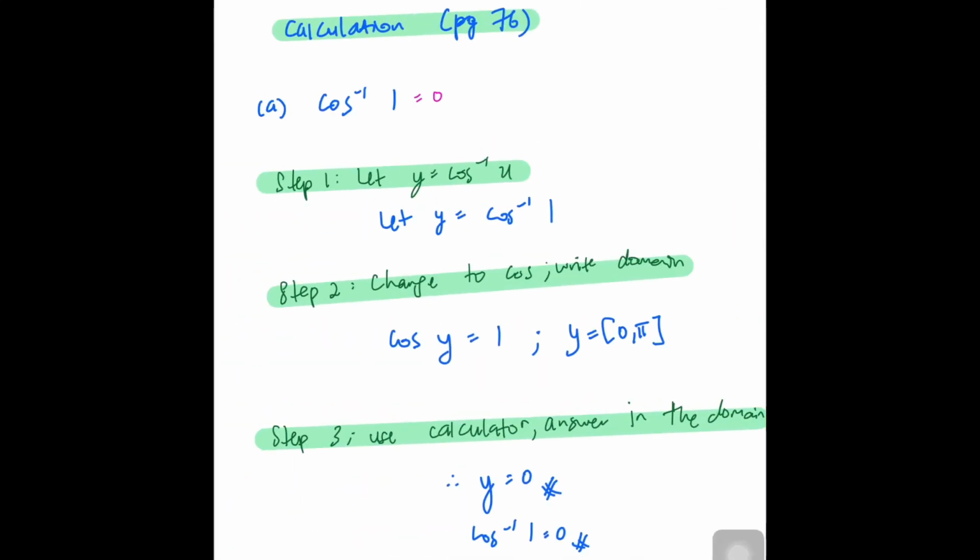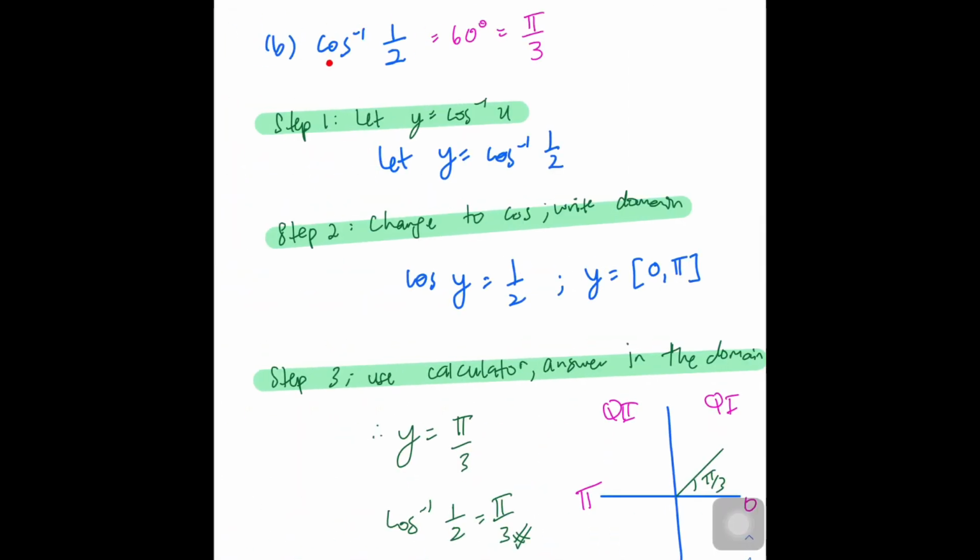Now let's see the calculation for inverse cos. The first question says, what is inverse cos 1? If you use a calculator, inverse cos 1 is equal to 0. So let us see all the steps to solve this. Let y be inverse cos 1, and then change to cos y is equal to 1, where y is between 0 and pi included. Just now we used the calculator, your answer is 0, so 0 is inside the domain, therefore y is equal to 0, which is inverse cos 1 is equal to 0.